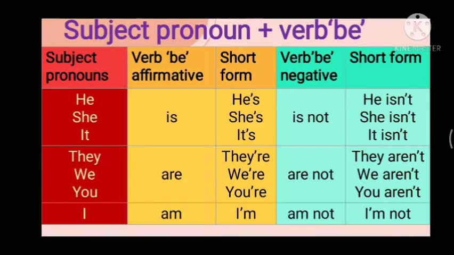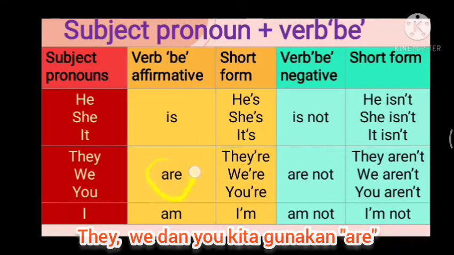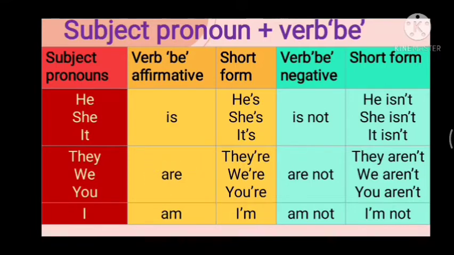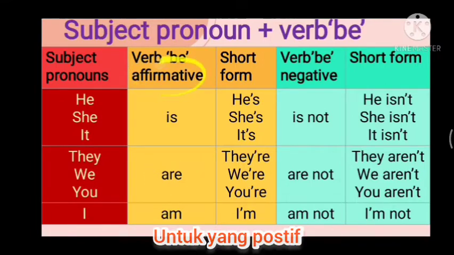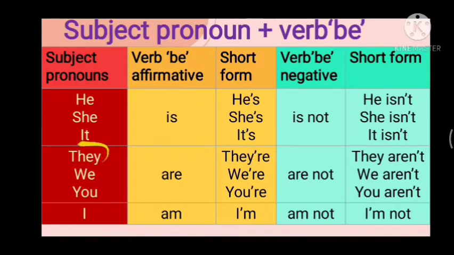Same thing goes when the pronoun is they or we or you. You have to use the verb be are when it is in the affirmative form. In the short form, they are will be they're, we are will be we're, you are will be you're.